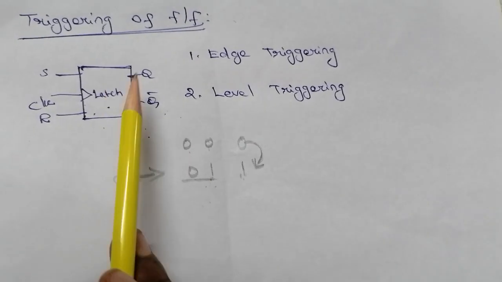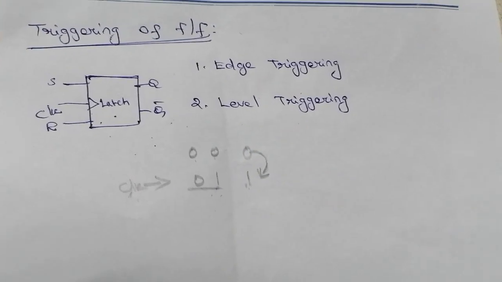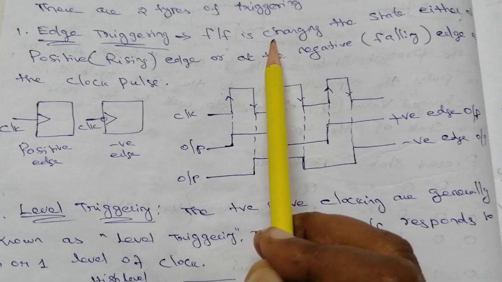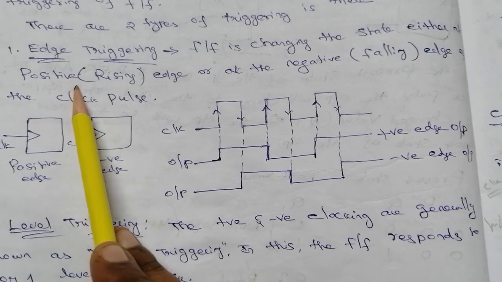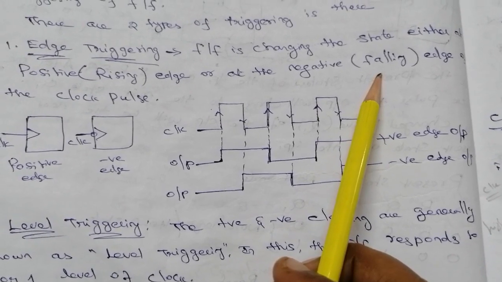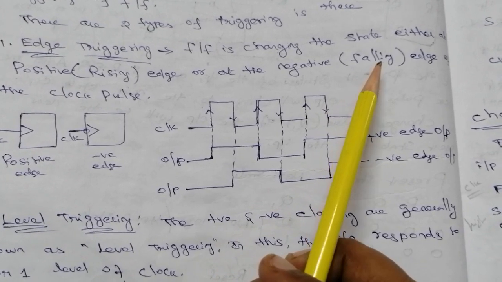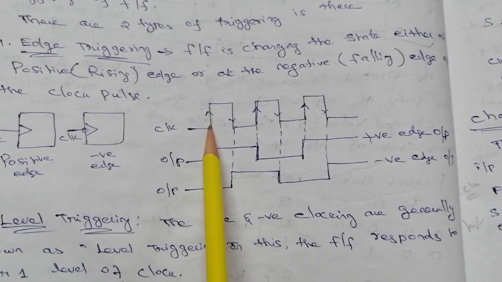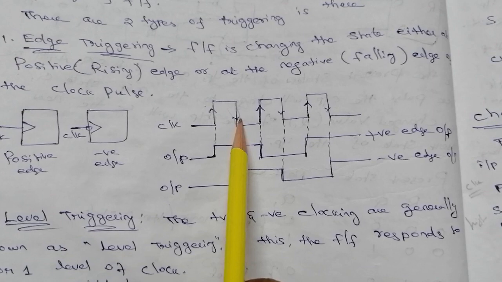Let's see the types of triggering of a flip-flop. One is edge triggering and the second is level triggering. Edge triggering means the flip-flop changes state either at the positive clock edge, or rising edge, or at the negative clock edge, which is called the falling edge. So the output state change occurs either at the positive or rising edge, or at the negative or falling edge of the clock pulse.